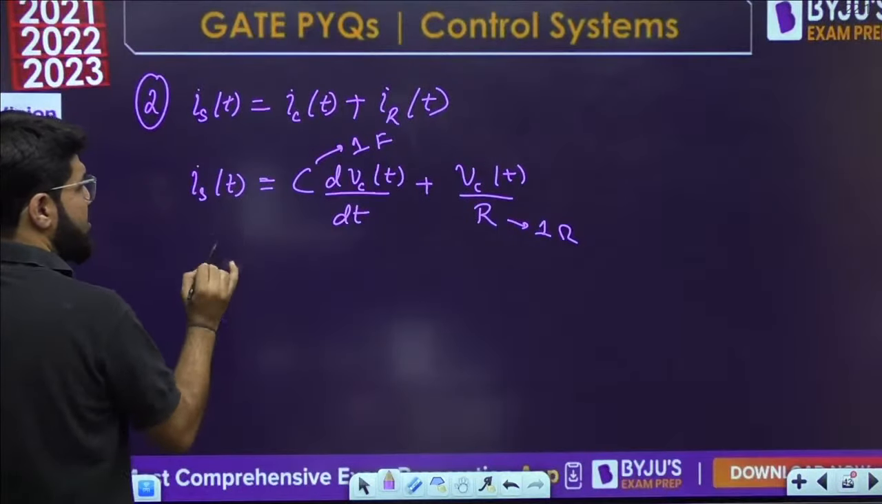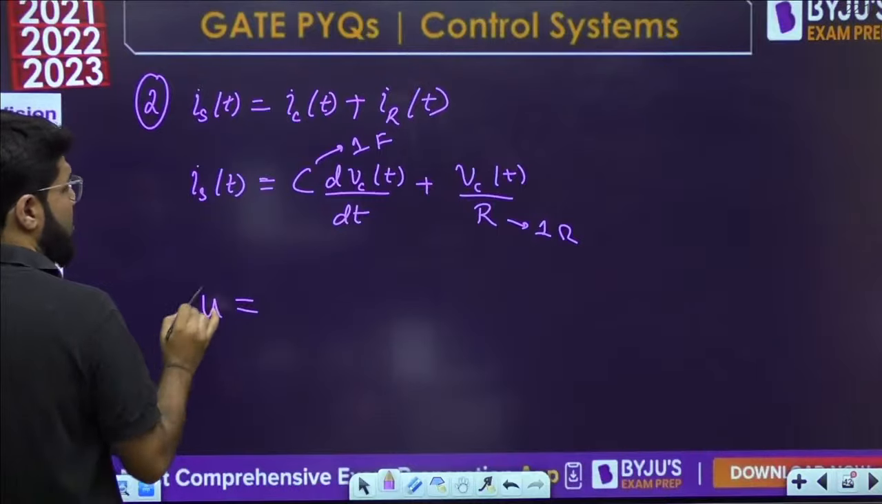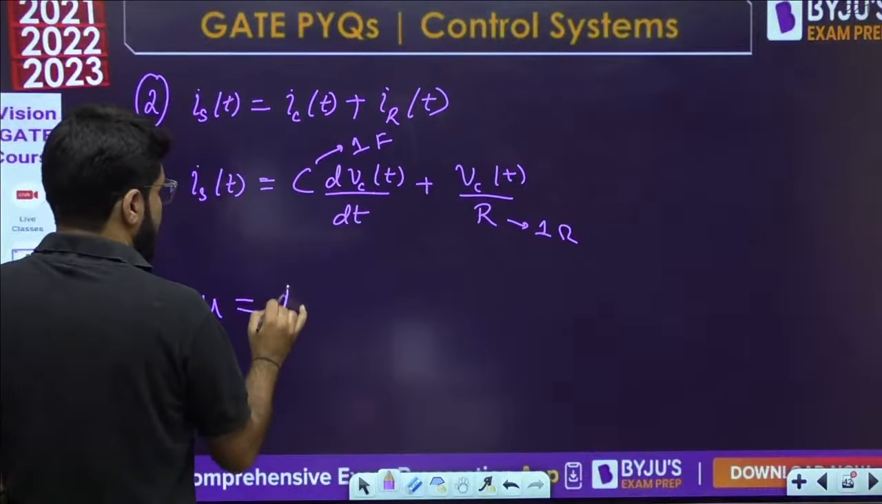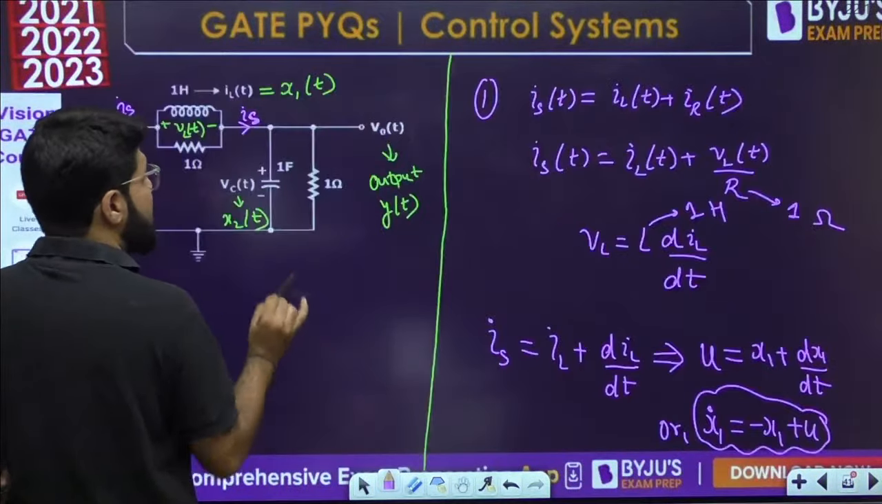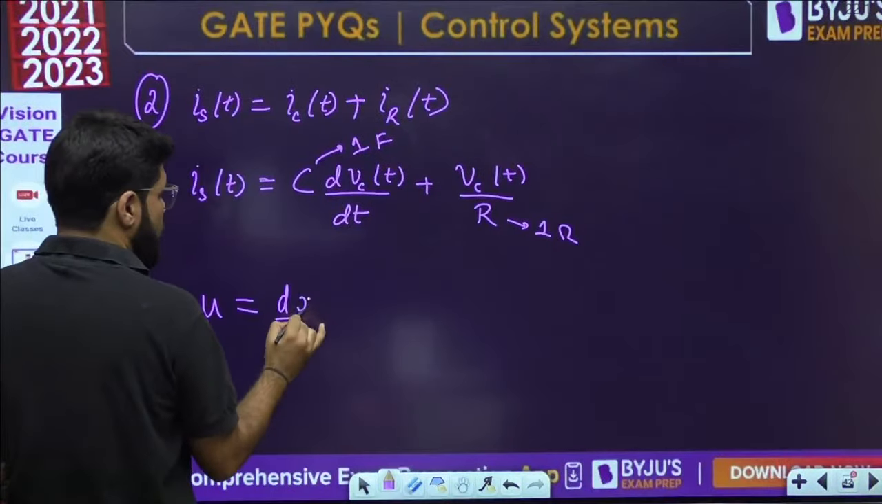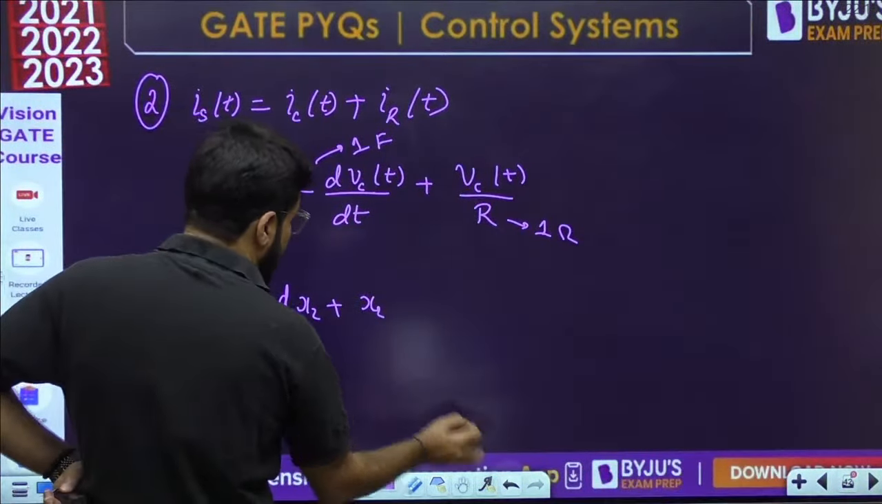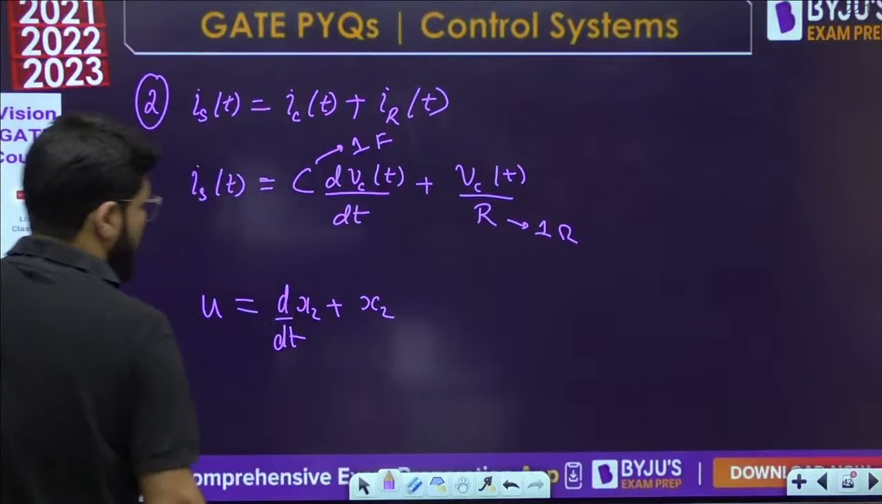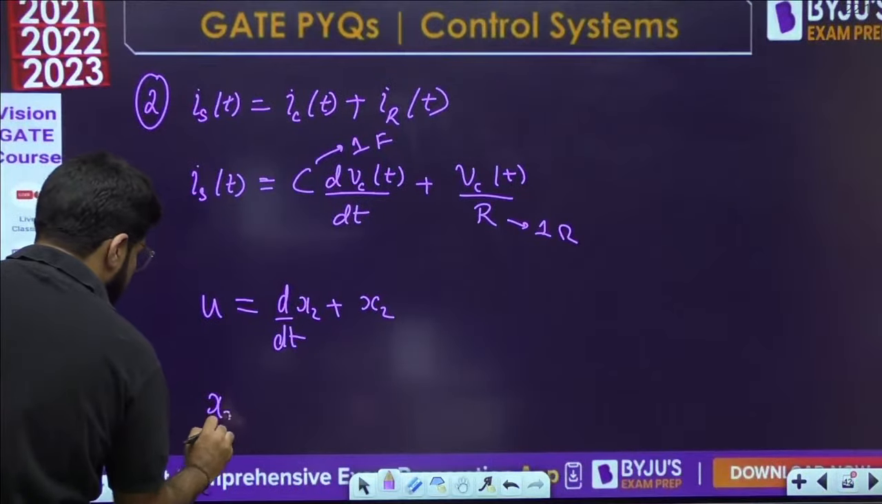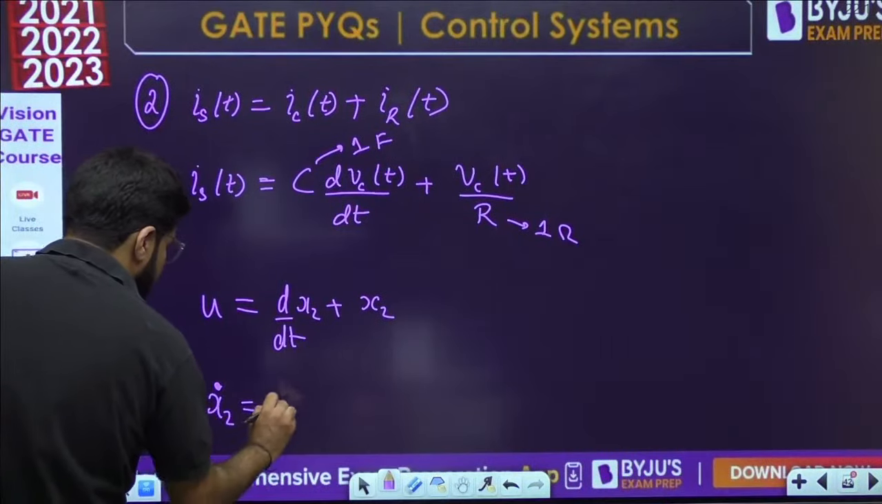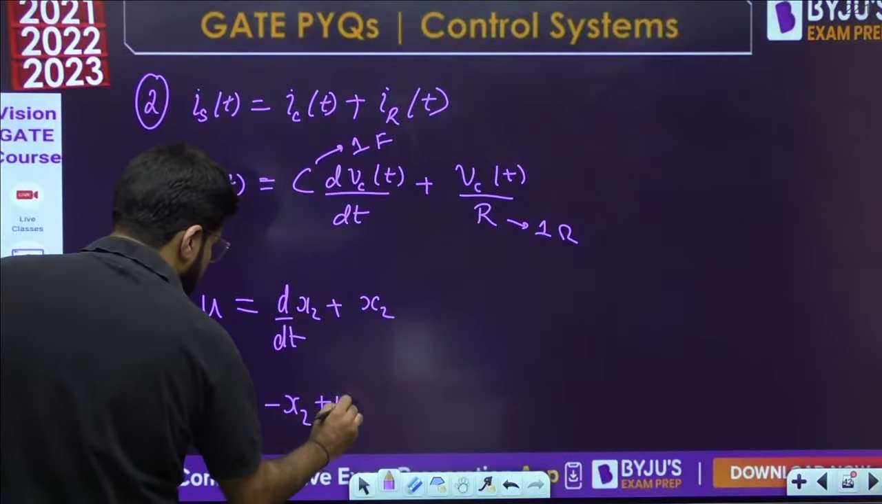Now we can say that this is the input u. This gives d by dt of vC(t). What is vC(t)? It is my second state variable x2, plus x2 divided by R, and the value of R is 1. So now here you have x2 dot, once again, is minus x2 plus u.